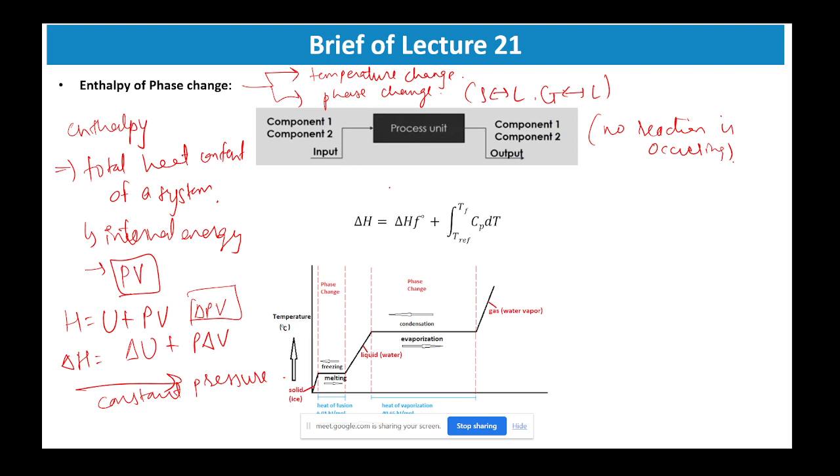This is the general enthalpy balance equation. When you have some temperature change, then it is nothing but delta H equals to, this is the heat of formation of that particular compound, delta Hf naught plus integral from T reference to T of Cp dT.